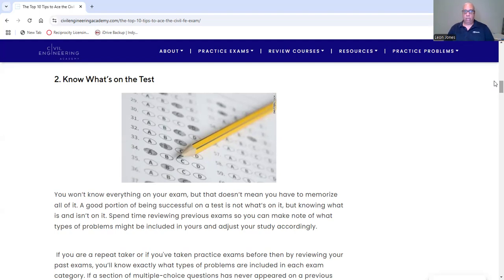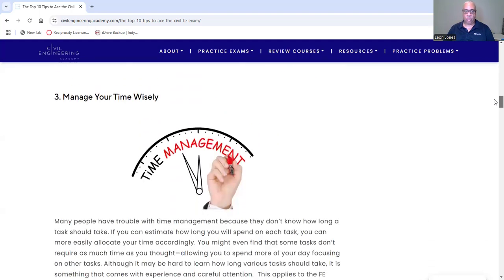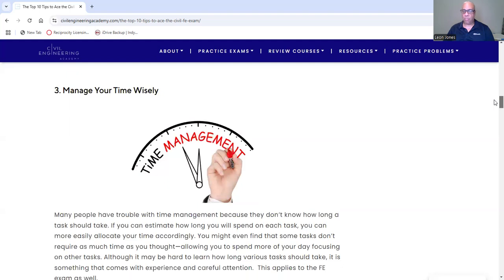Understand statistics. Everybody's going to have statistics on there. Understand engineering economics. It's all in the handbook. So you need to know what's on the test. Again, the test is about time management. So manage your time wisely.